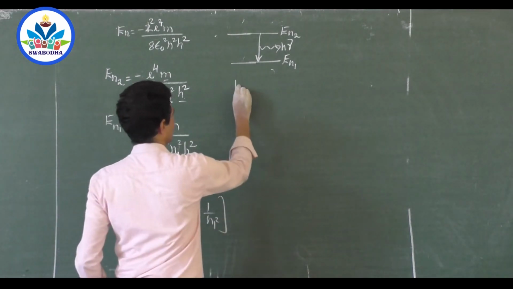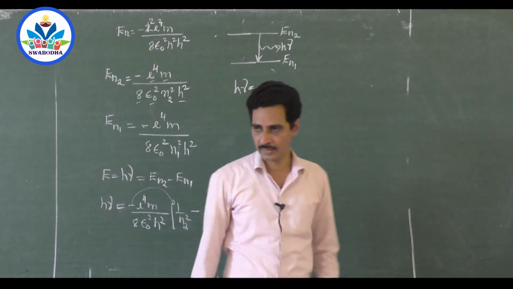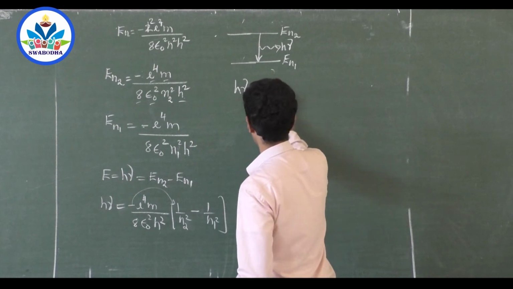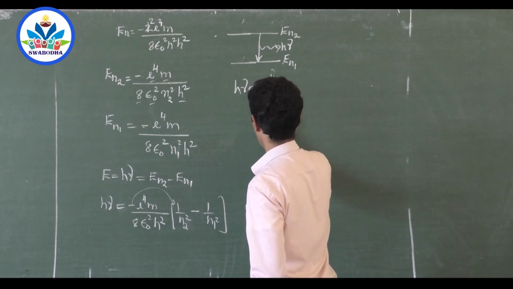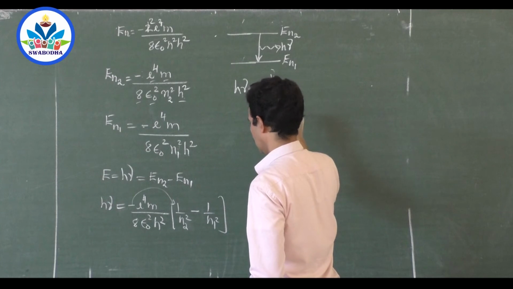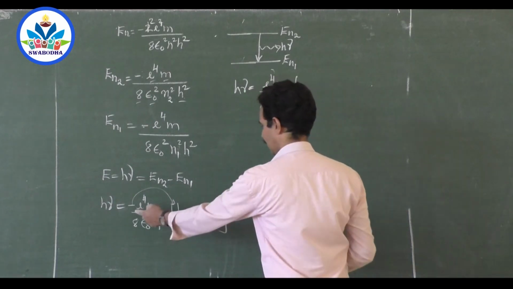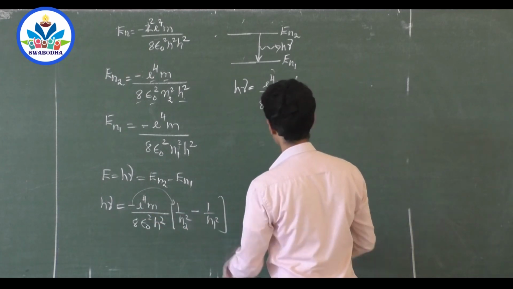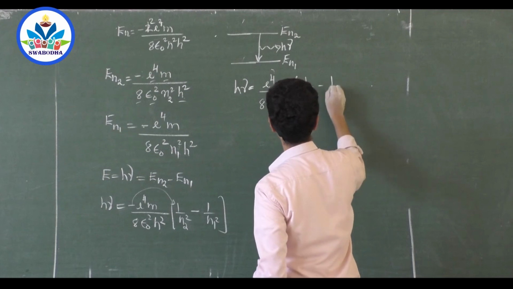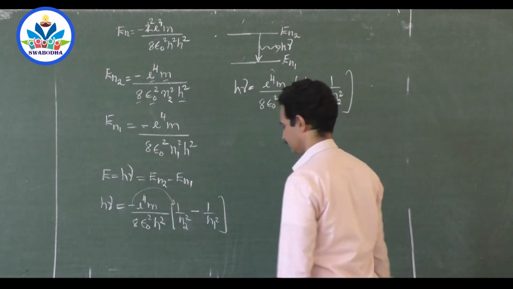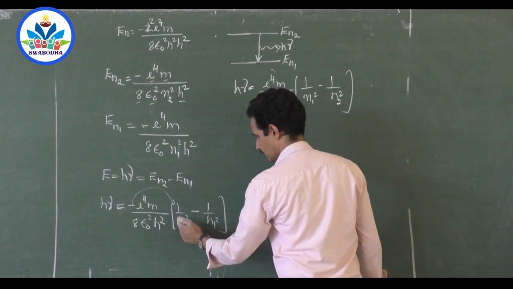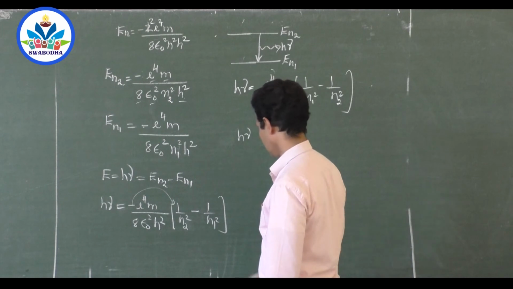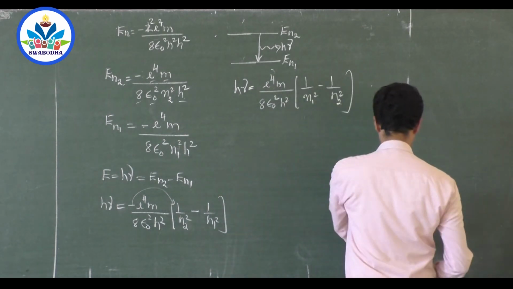What is h nu? H nu is equal to, hope you are following, right? H nu is equal to, take the minus sign inside, e to the power 4 m divided by 8 epsilon naught square h square into, when I take minus here, 1 by n2 square becomes minus, this becomes plus. So shall I reverse it? 1 by n1 square minus 1 by n2 square, correct? It is reversed, minus this one, this plus.